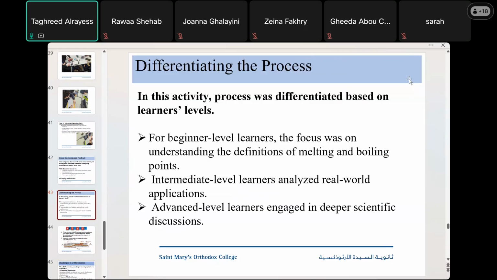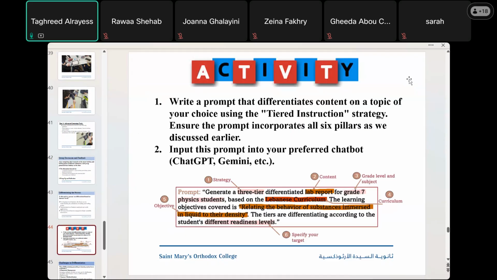Now, focusing on writing a prompt, Mr. Grid will be focusing on this activity with you as an application part. We have a small activity for you to perform. We want you to write a prompt that differentiates content on a topic of your choice. So we want you to choose the type of content, and we want you to choose a topic. Using the tiered instruction strategy that we shared with you, ensure the prompt incorporates all of the 6 pillars that we discussed earlier, and they are also found here in the example at the bottom of the slide.